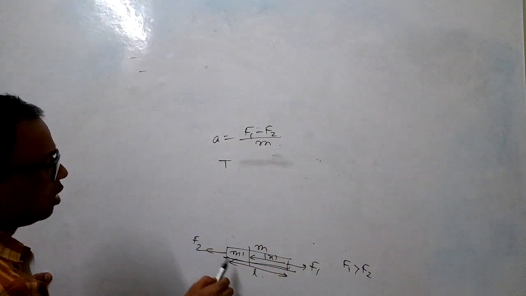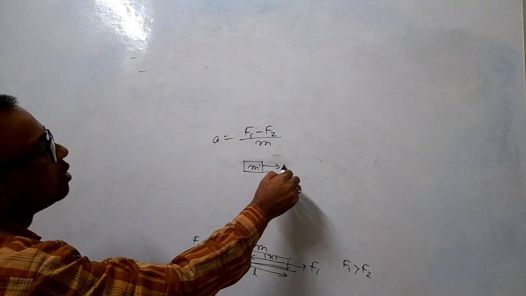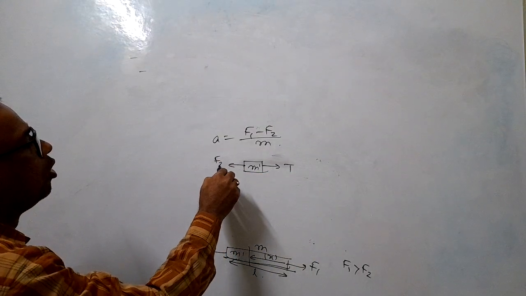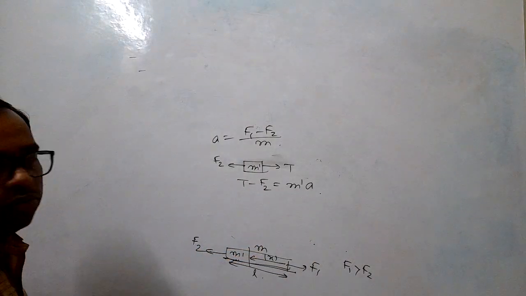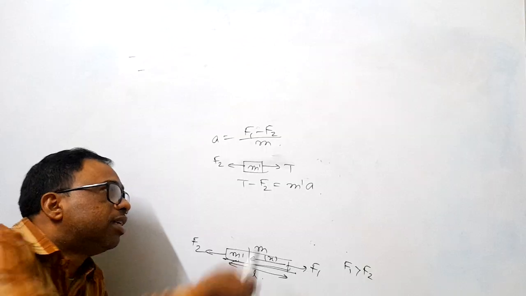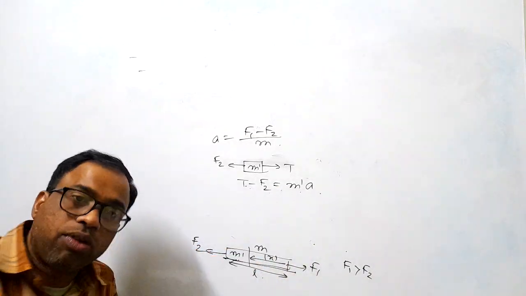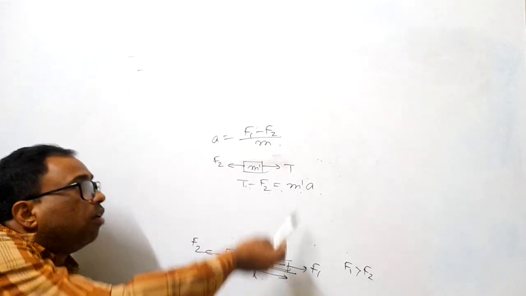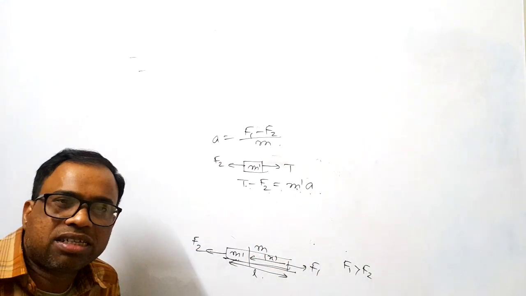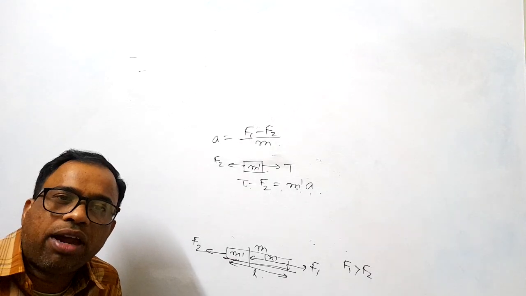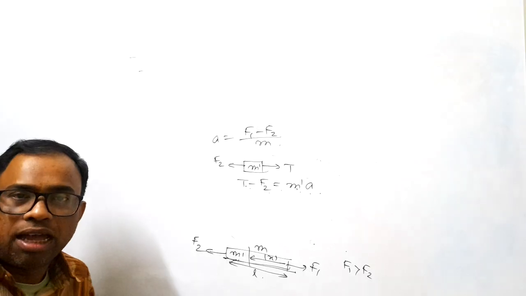For the second concept, take the free body of M dash. That is T and that is F2. So T minus F2 equals M dash A. That is the difference from the previous one. Initially T equals M dash A, but now T minus F2 equals M dash A. Now putting the value of acceleration and M dash, you get the tension. So this is the first example for Newton's second law, and you can find the tension inside the body.